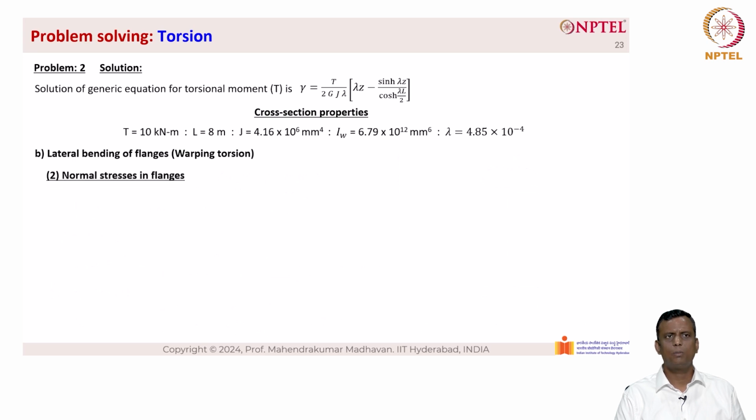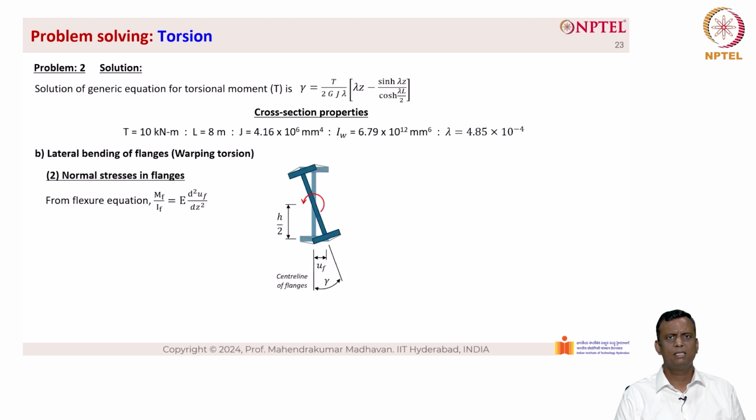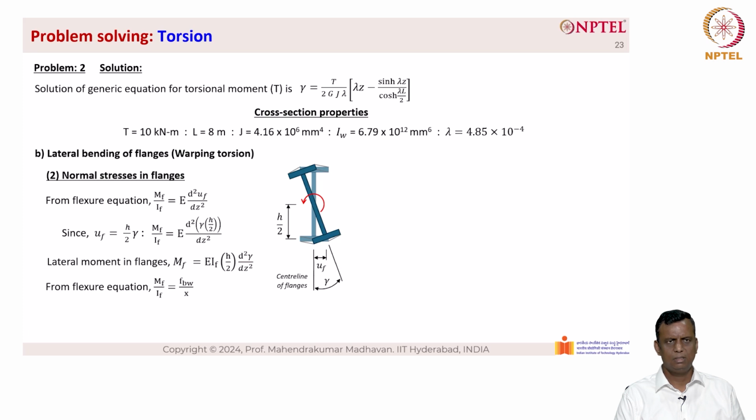Now let us find out the normal stresses in the flanges. From the flexure equation, we have Mf divided by If equal to E into d²uf divided by dz². This equation has been solved in the previous classes. Pictorial representation is shown on the right hand side. Here uf equals h by 2 into γ, where γ is the total rotation that takes place, and Mf divided by If equals E into d² of γ into h by 2 divided by dz². The lateral moment in the flanges Mf equals EIf into h by 2 into d²γ by dz². From the flexure equation, Mf divided by If equals fbw divided by x.